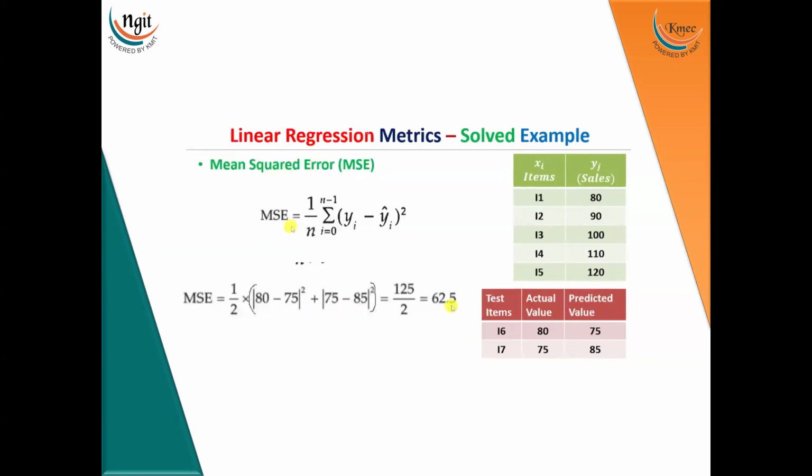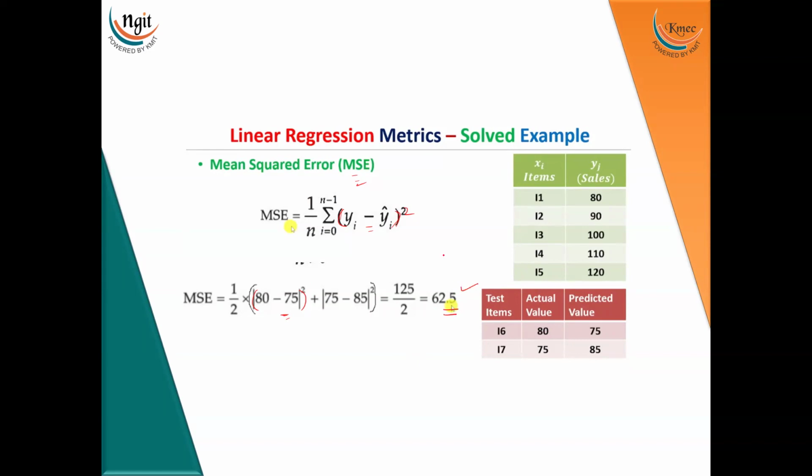Similarly, the next one is mean squared error. As the name itself indicates, it is square. It is the same as the earlier one, but the only difference is that it is squared, not the absolute value. We directly square these errors. Here we square the values and there is no need to take the absolute value. Even if you get negative values, when we square them they become positive, and the total mean square error is 62.5. Of course, we got a larger value.